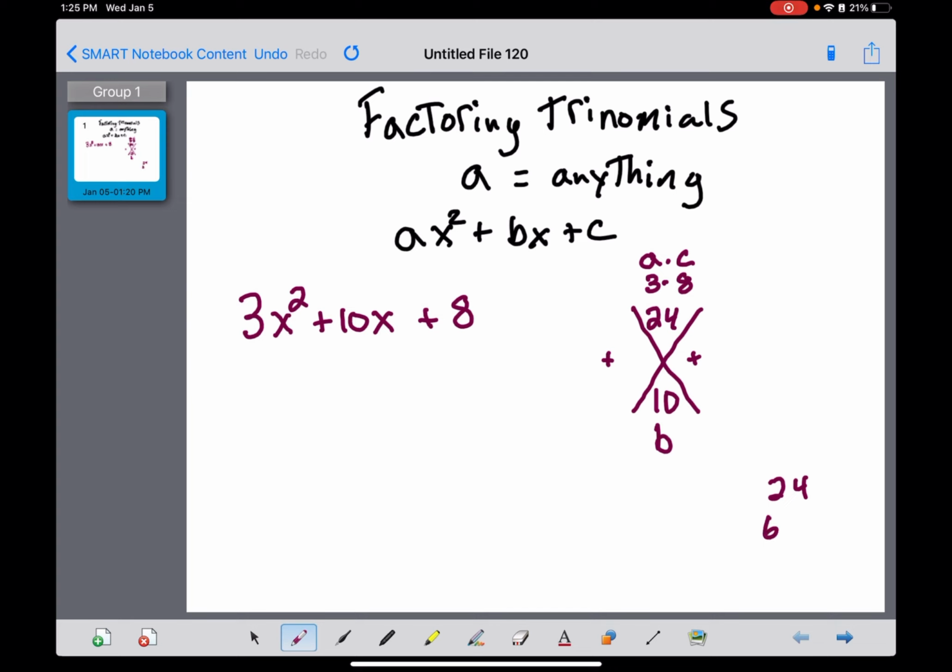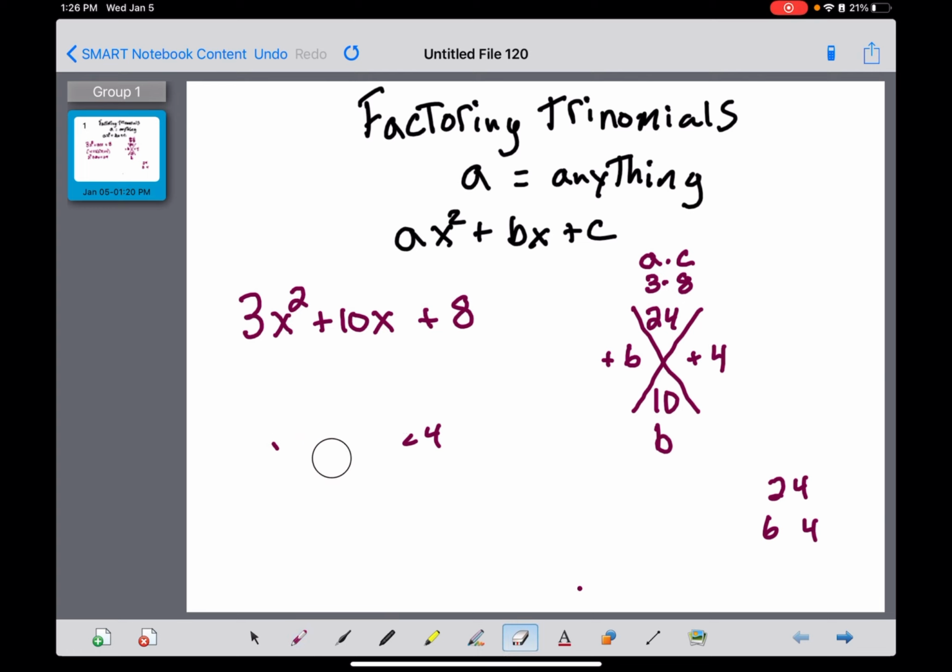6 and 4. So I'm going to put a 6 here, and I'm going to put a 4 here. Now is where it changes. Okay, because again, don't write this. If I were to put, like we did yesterday, x plus 6 and x plus 4, if we were to check this, I've got x squared plus 10x plus 24. Does that work? No, it's not the same thing.